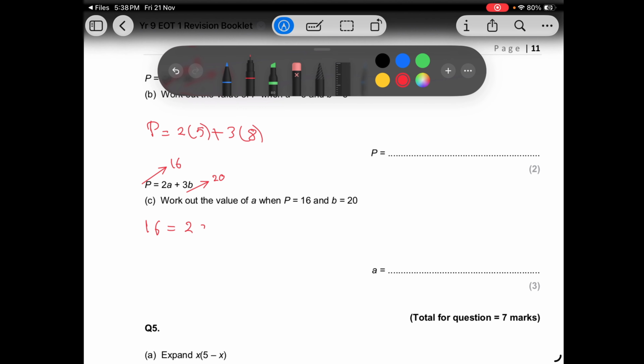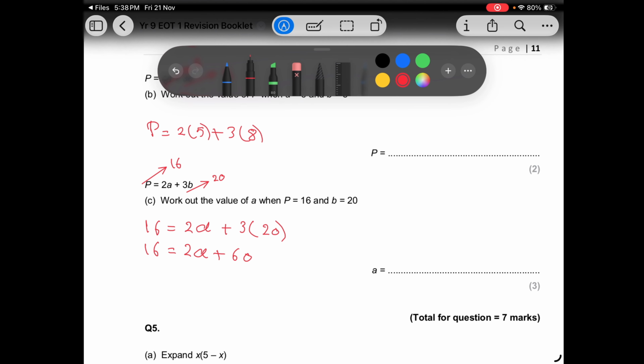equals 2a plus 3 times 20. 3 times 20 is 60, so I can make it like this. Look, I can make it like 16 equals 2a plus 60. Do you know that there's a property in the equal sign, we call it symmetry property.